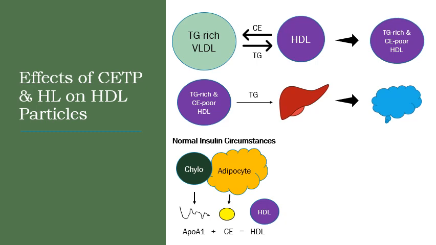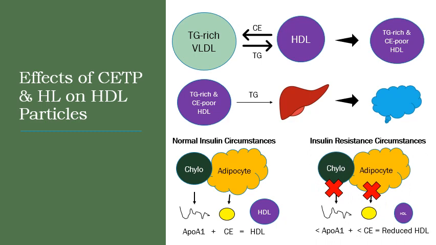Basically, the adipocyte dumps cholesterol ester onto the ApoA1 and grows a baby HDL. This HDL can be lipidated by other means as well to grow bigger and bigger. But this is what happens during normal insulin circumstances. As insulin resistance develops, once again, things get wonky.